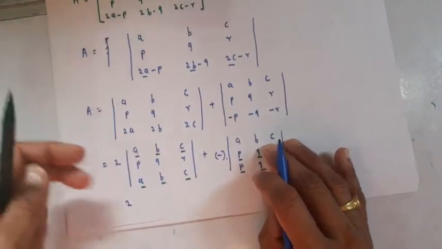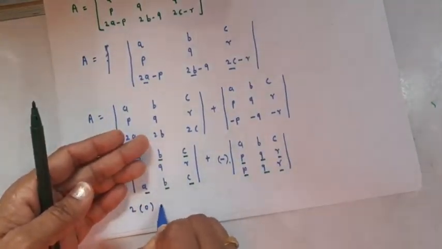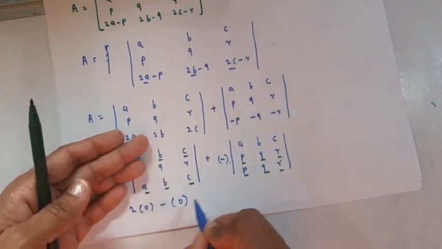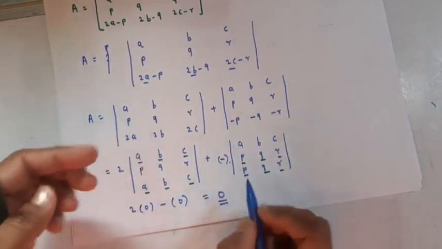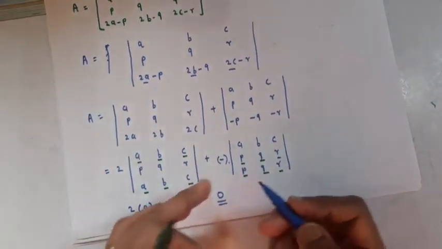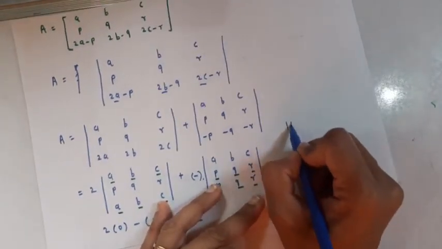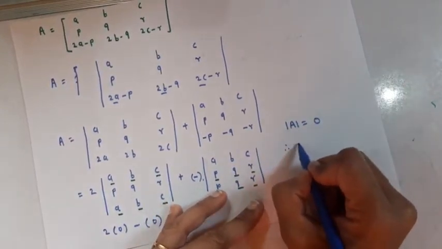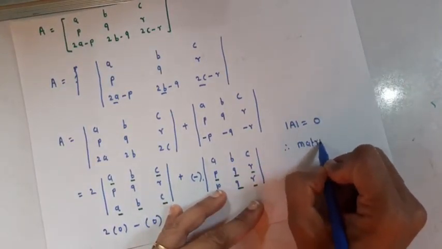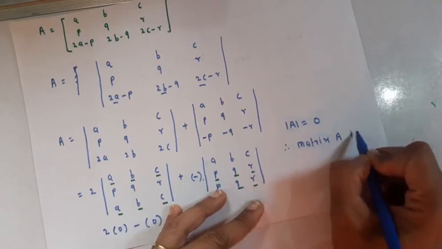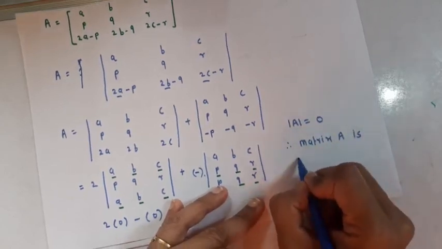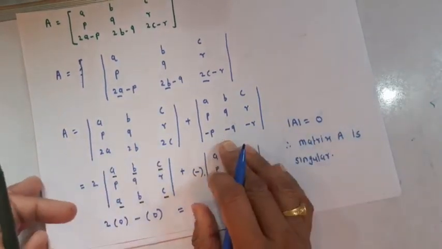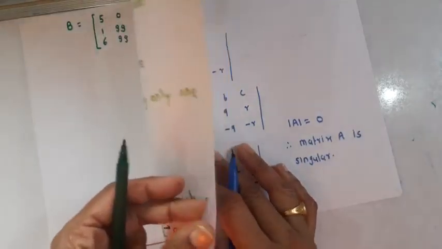By using the property directly, this is 2 into 0, plus minus minus, and this is 0. So 0 equal to 0, and hence determinant value of A equal to 0. As determinant A equal to 0, therefore the matrix A is singular. In this way we have completed the problem.